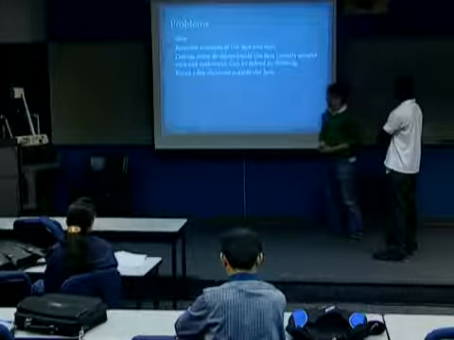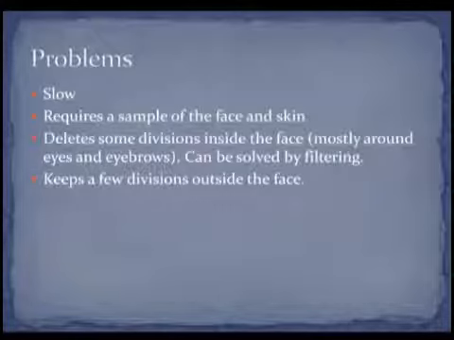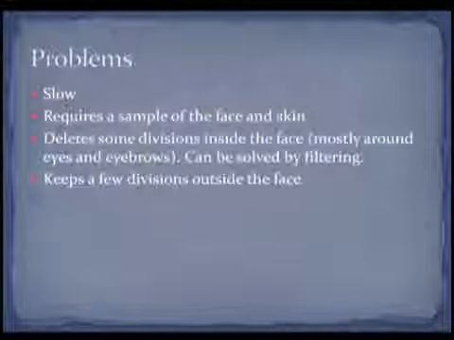The problem with this is that we have to do many for loops, so it's slow. It also requires a sample of the face and the skin. It also deletes some divisions inside the face, which can be solved with filtering, and it keeps a few divisions outside the face, which can be solved by what we did with the color detection, deleting the previous frame from this frame and keeping the difference.